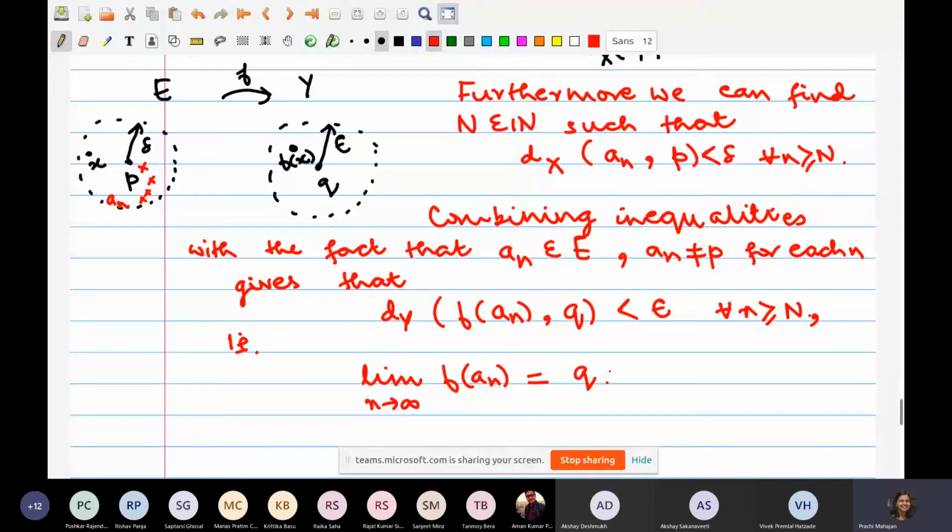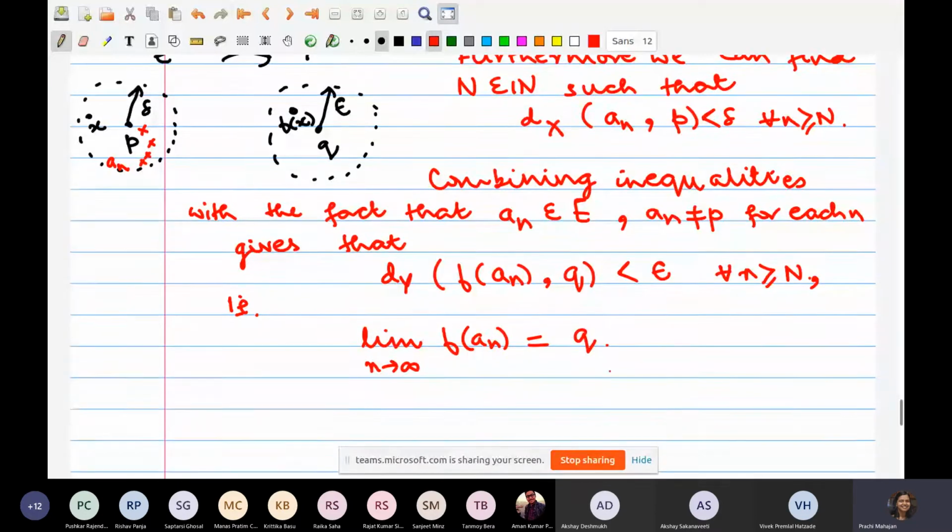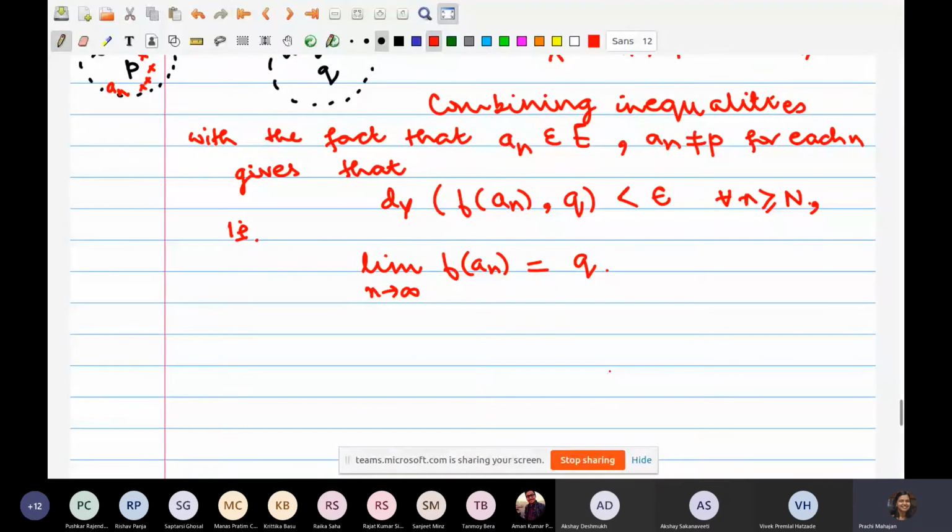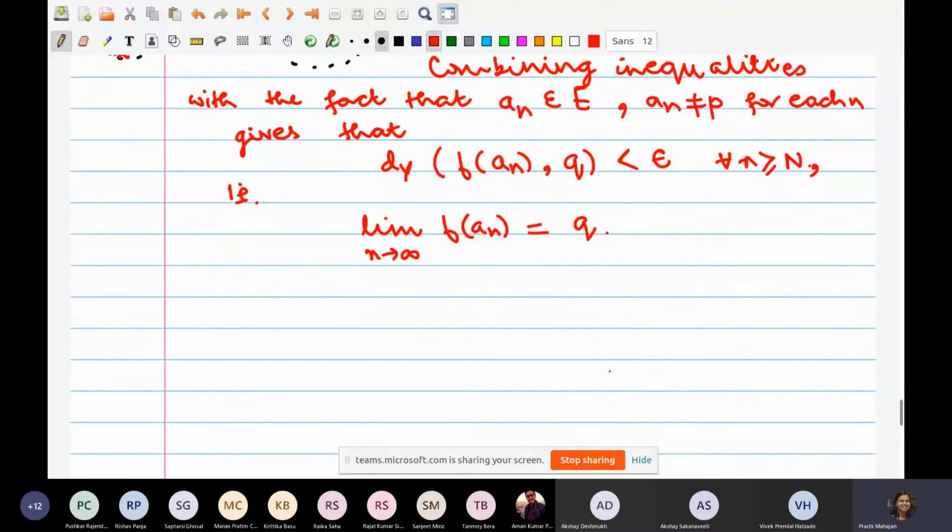So now let's look at the other part of this proof, which means that suppose that for every sequence of points in E minus P converging to the point P, the corresponding image sequence converges to Q. We are required to show that the limit of f at the point P exists and equals Q, right? So suppose not. Suppose not. So let's see.